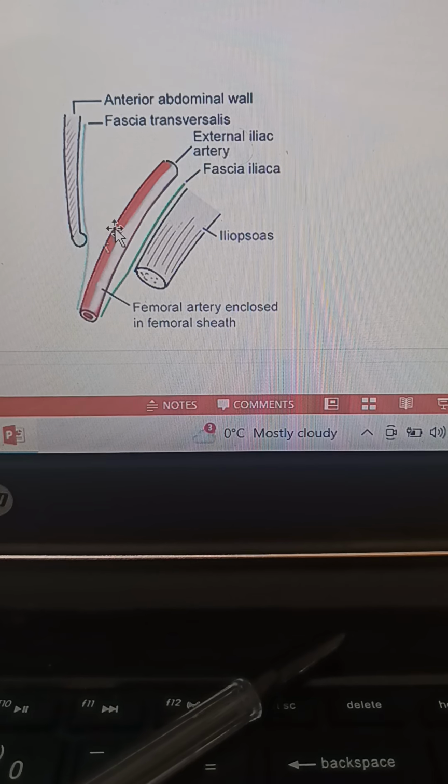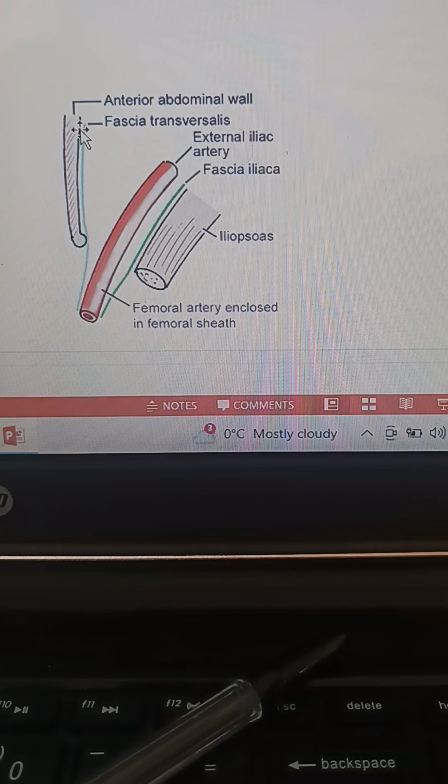So the anterior abdominal wall is lined inside by a fascia called the fascia transversalis, and the iliacus muscle or the iliopsoas muscle is lined by a fascia known as the fascia iliaca. So by and large, the fascia transversalis is in front and the fascia iliaca is behind in the pelvis.